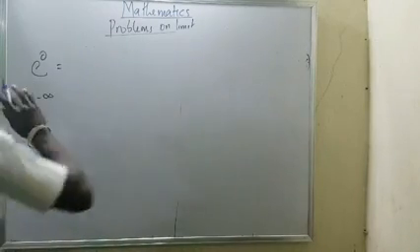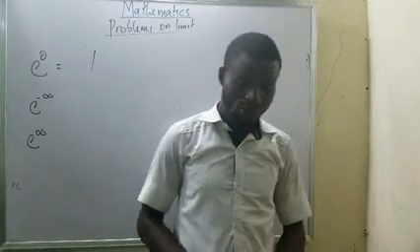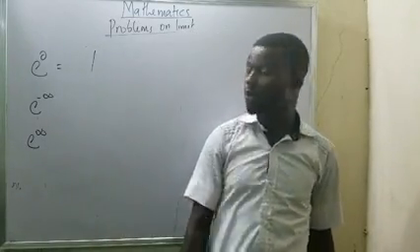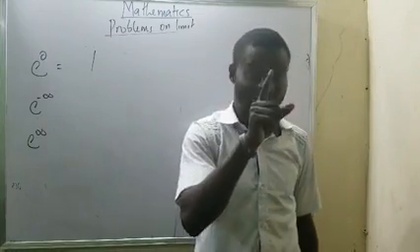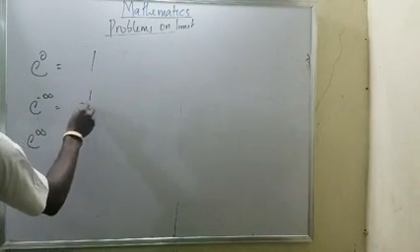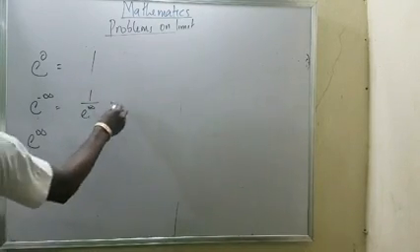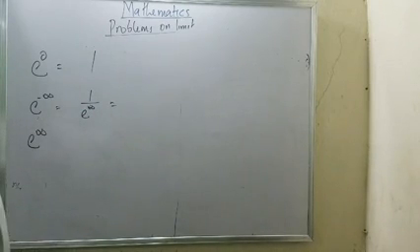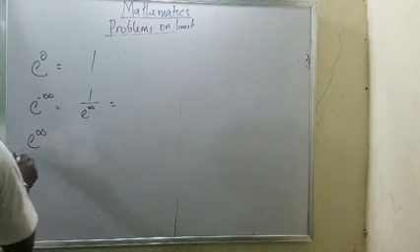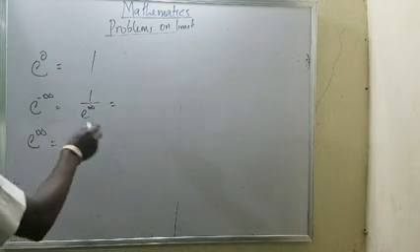When my exponential power is 0, it always equals 1, because any value raised to power 0 equals 1, except 0 itself. Now, this can be written as e to the infinity. When I have e raised to power infinity, it always equals infinity. And if I have it the other way, this one will give me 0.